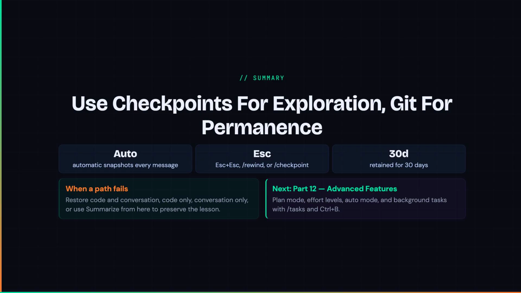In Part 12, we move into advanced features: plan mode, effort levels, auto mode, and background tasks with /tasks and Ctrl+B.